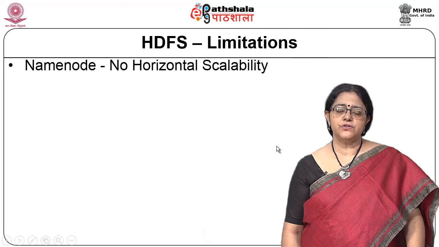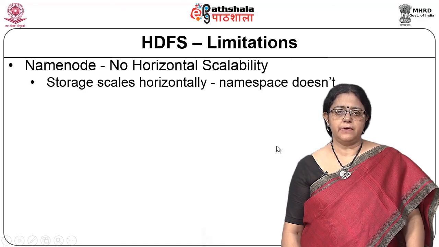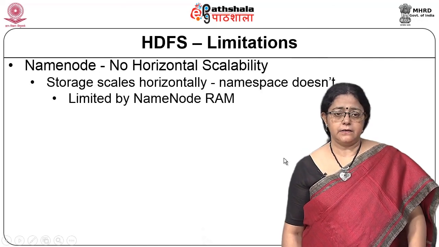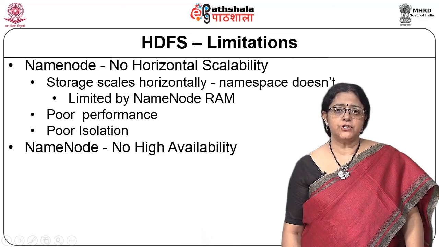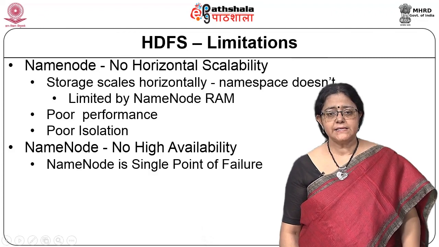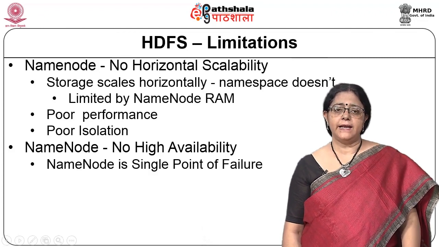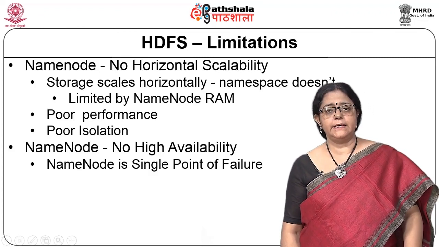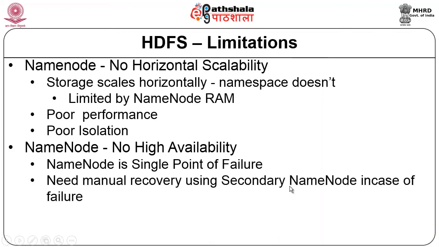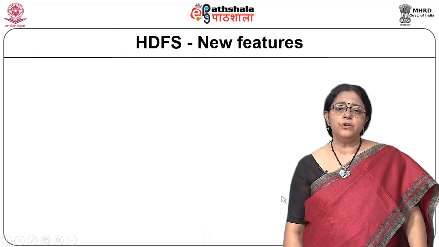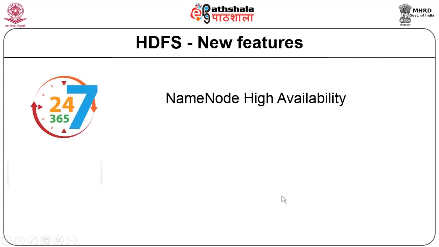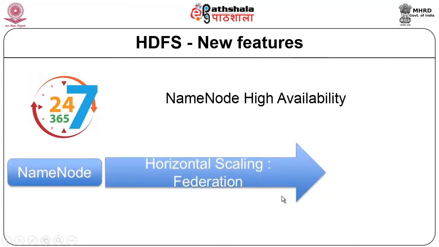Unfortunately, HDFS is not a perfect environment, it has its own limitations. Performance is poor, and isolation is poor because there is only one namespace. The name node does not have high availability, and therefore it causes a single point of failure, and it always needs the secondary name node. There are two new features. One is called the name node high availability, and the other is called the HDFS federation.